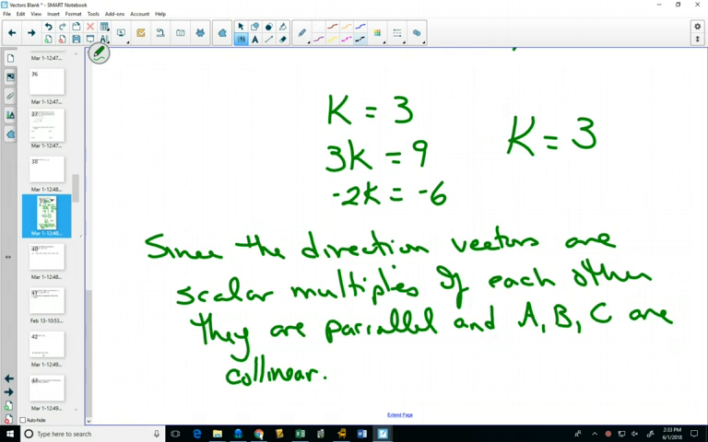I like using direction vectors to show that they're collinear. It's a little bit less work than the distance formula, but I'll show you the distance formula as well.